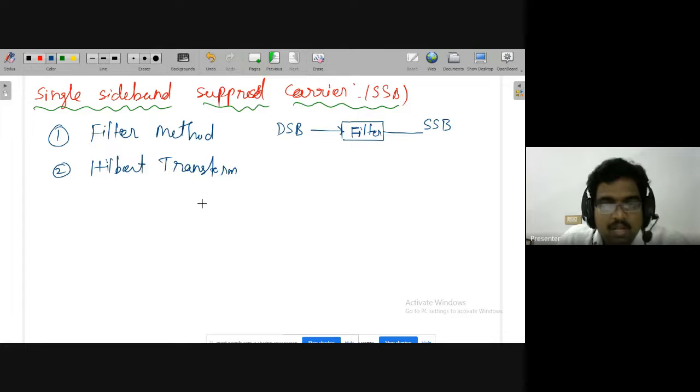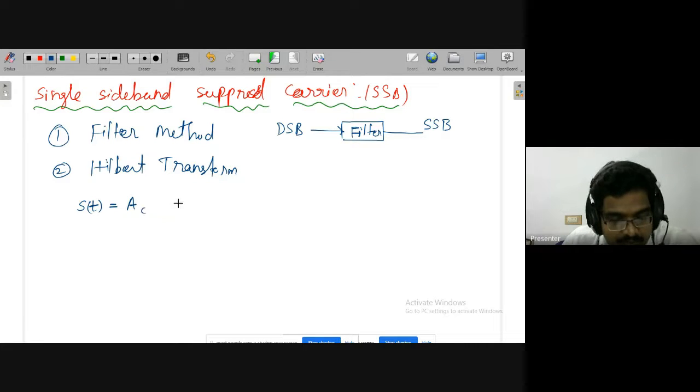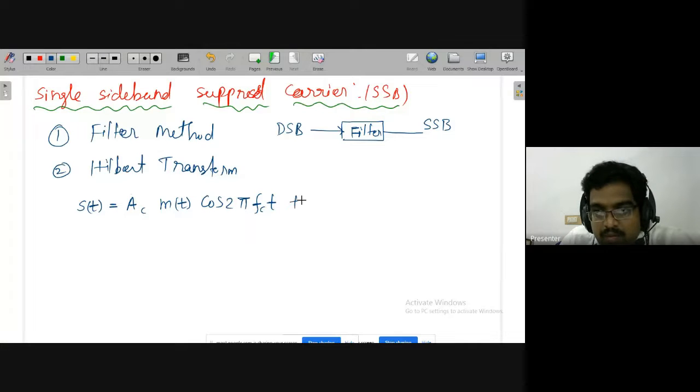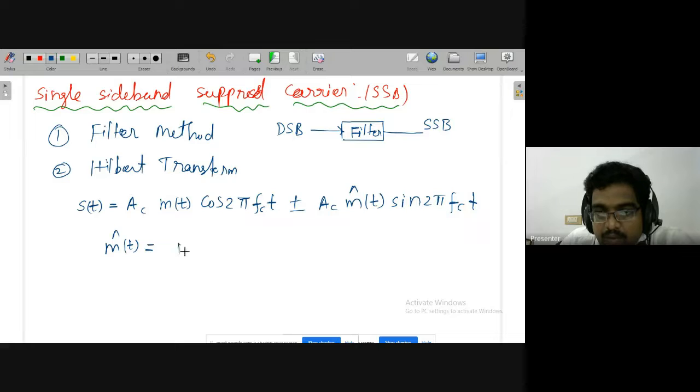Then what is the Hilbert transform technique? There is another technique, the Hilbert transform method. In the Hilbert transform, we have an equation like this: S of t is equal to Ac m of t cos 2 pi fct plus or minus Ac m cap of t sin 2 pi fct, where m cap of t is the Hilbert transform of m of t.